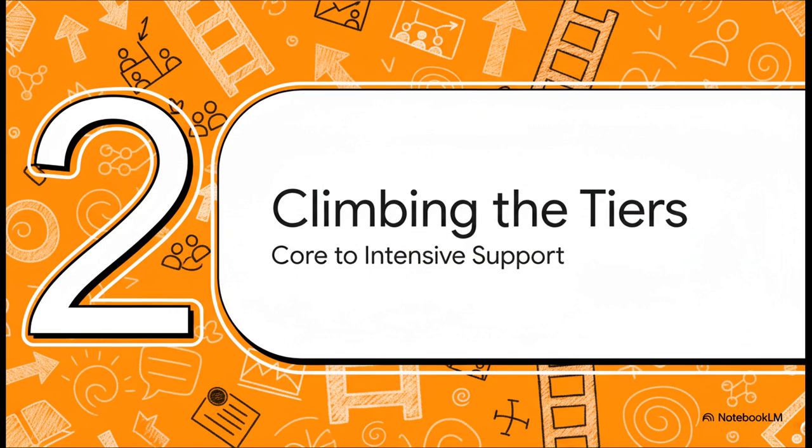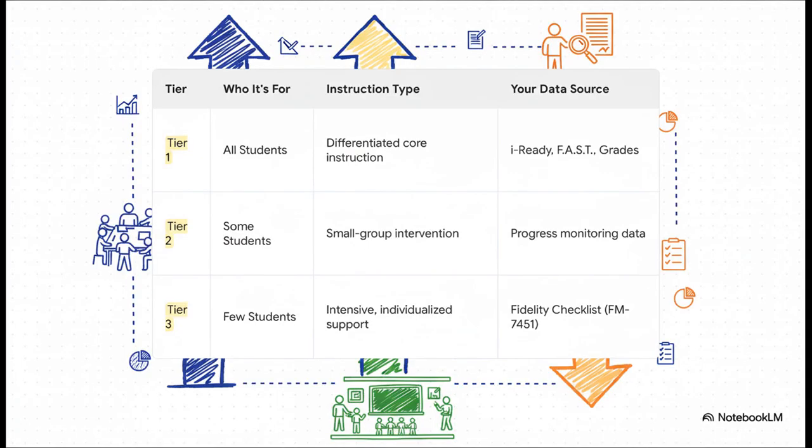Okay, so now let's talk about how this support is actually structured. This is where the tiers come in. This table is super helpful because it lays everything out so clearly. Think of it like a ladder of support. Tier 1, that's your great core instruction for all students. And you use things like iReady or FA assessments to check the pulse on how everyone's doing.